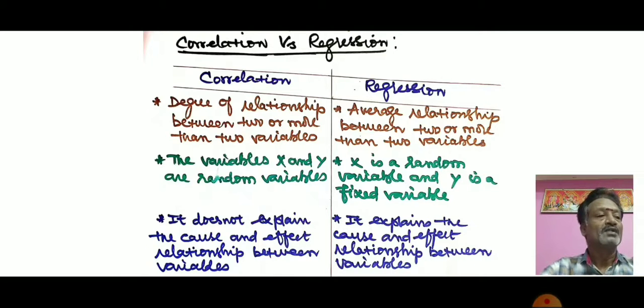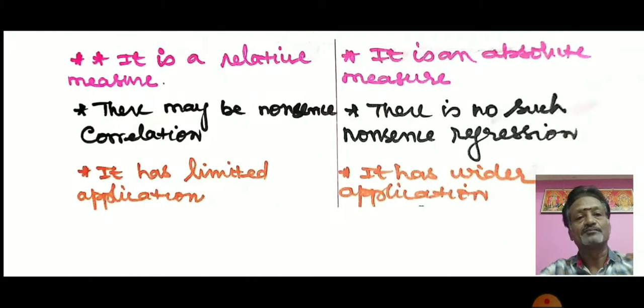For example, we are taking two variables, price and demand. Is there any change in the demand? It is due to change in price. So here effect is changes in demand and the cause is changes in price. So here regression explains the cause and effect relationship between two or more than two variables.